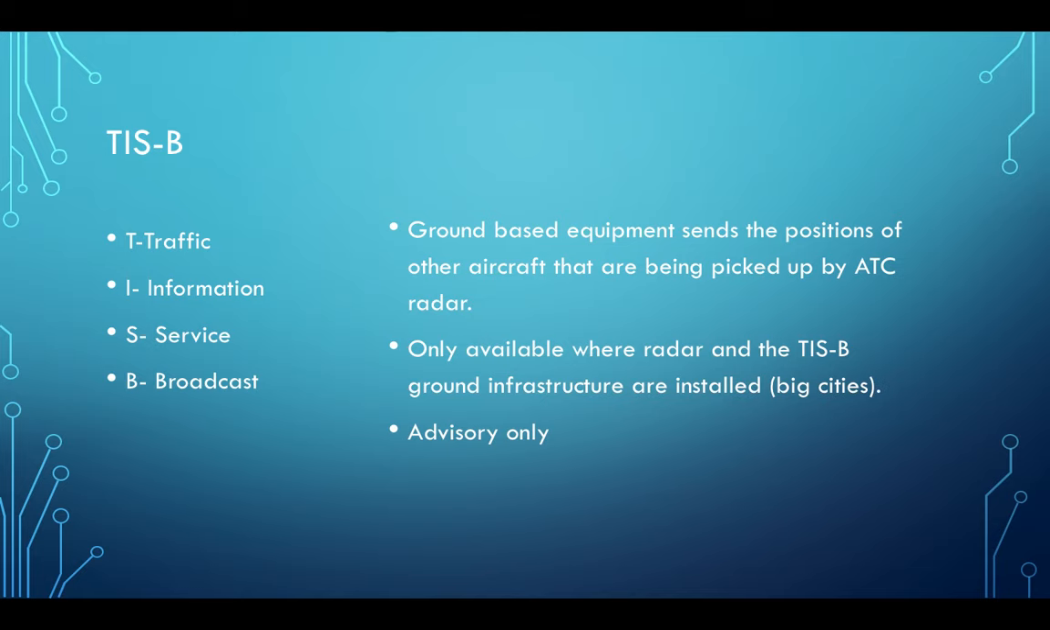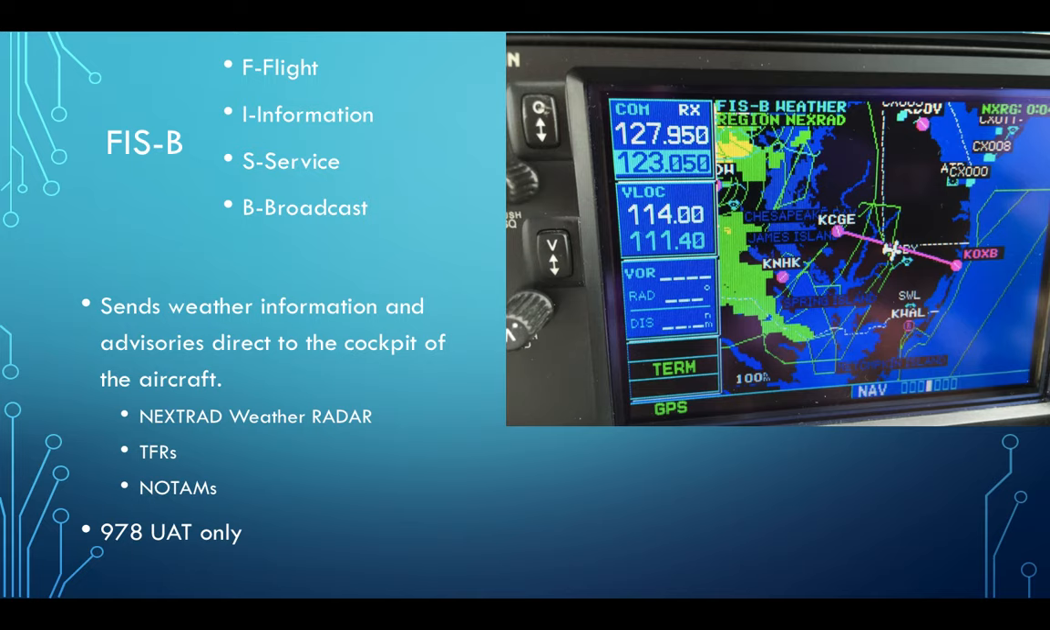Now, the last thing we're going to go over is FIS-B, Flight Information Service Broadcast. This is kind of nice because it gives you NEXRAD radar on your GPS. It can also give you TFRs and NOTAMs if your GPS is configured correctly. It only operates on the 978 UAT, so because we have that Garmin 345 transponder, we're also eligible to receive this. It's kind of nice for situational awareness. Obviously it doesn't count for an in-flight weather briefing that you could receive through a flight service station, but it's pretty good as far as situational awareness with the NEXRAD radar on it.